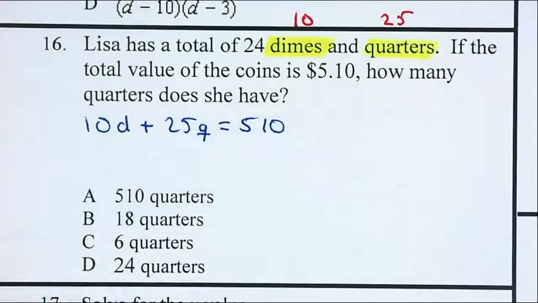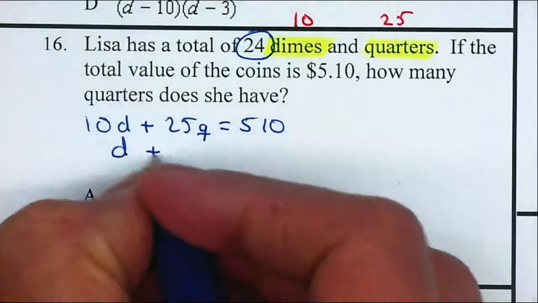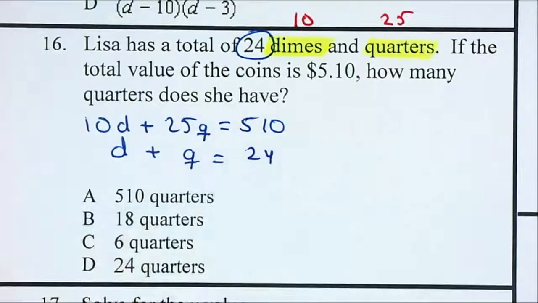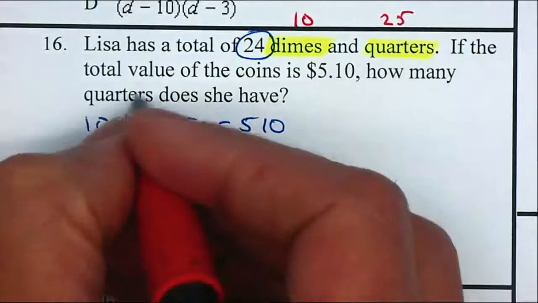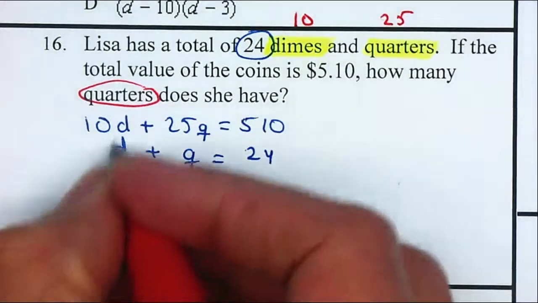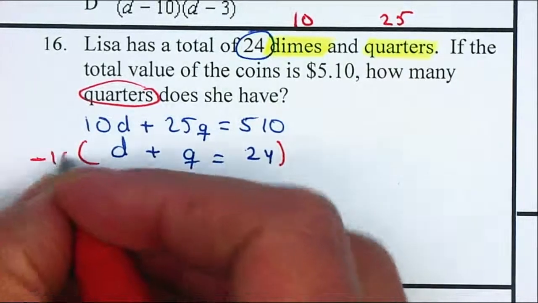510 pennies. The second equation will be how many coins does she have? She has a total of 24 coins. The number of dimes plus the number of quarters should be equal to 24. Now the question is, how many quarters does she have? If they're looking for quarters, we're going to cancel the D's, the dimes. So I'm going to multiply by -10 to cancel it.